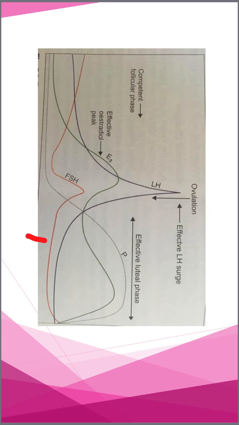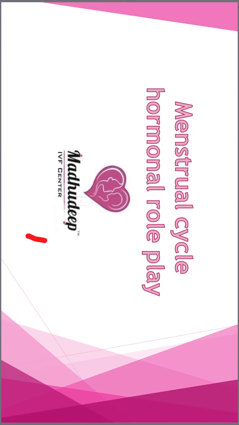So if you find any anovulatory cycle, that means there is a problem in the secretion of these hormones at the proper time. So this is the normal basic physiology of the menstrual cycle.